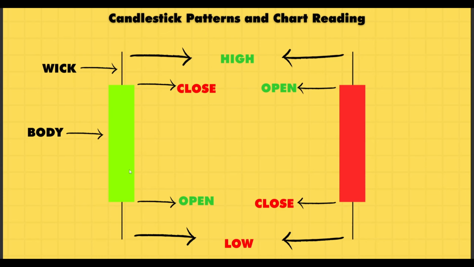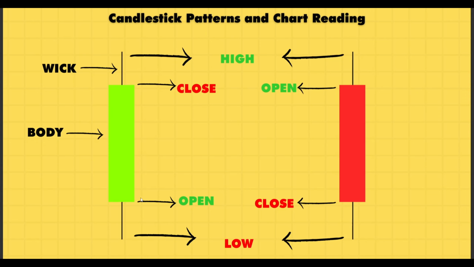In the green candle, the square part is known as the body of the candle, and upside and downside you can see the stick-like structure. It is known as the wicks. So in a candlestick you can see a body and a wick. Candlesticks are made of two things, a body and a wick. The lower part of the body is known as open. So price opened at this point, and price closed at this point.